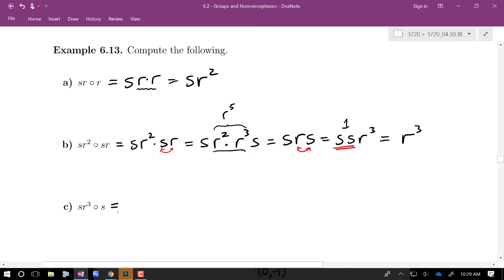Let's try another one. SR cubed times S. Again, I want to be able to flip these around because I know that R's do commute with each other, a rotation followed by a rotation, and I know how the S's are composed with each other. So let's flip these. This R cubed times S, what am I going to replace that with?